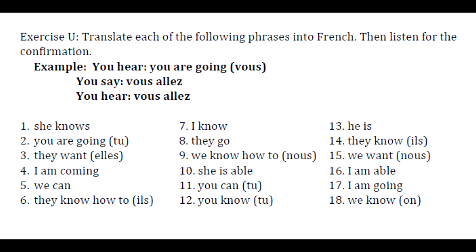Exercise U. Translate each of the following phrases into French. Then listen for the confirmation. Example, you hear you are going, vous. You say vous allez, and you hear vous allez. Number 1, she knows. Elle sait. 2, you are going to. Tu vas. 3, they want, elles. Elles veulent. 4, I am coming. Je viens. 5, we can. On peut.